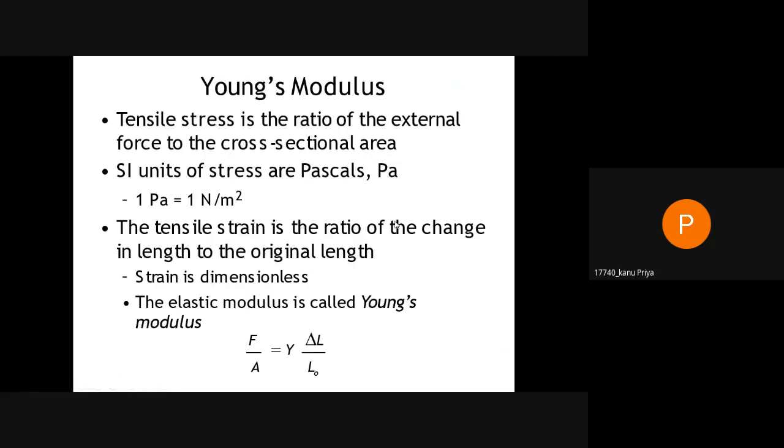Young's modulus. Tensile stress is the ratio of external force to the cross-section area. The SI unit of stress is Pascal. One Pascal is equal to 1 Newton per meter square. The tensile strain is the ratio of change in the length to the original length. Strain is dimensionless. The ratio of the two is called Young's modulus. F upon A is equal to Y, change in length upon original length.